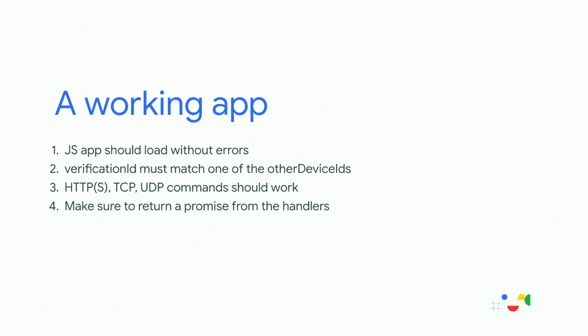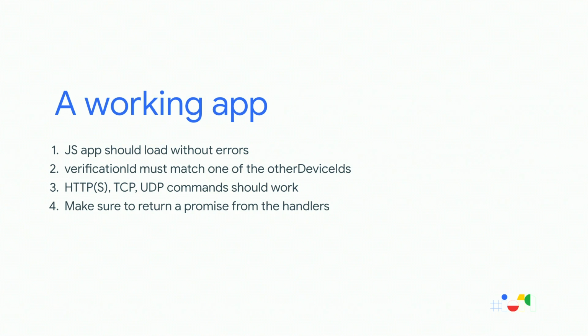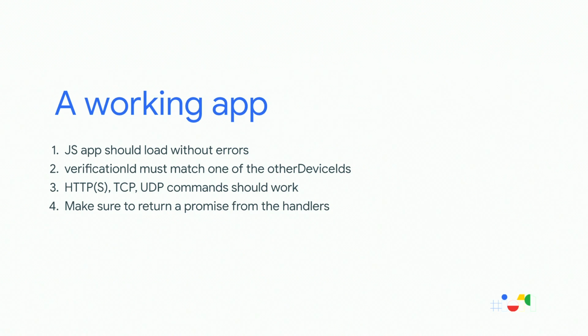Now, let's assume that all those worked and your app is loading. Let's make sure it loads without errors. To ensure that, you can look at the console section of the DevTools page. It'll look something like this if there is a problem. For the identify handler, make sure that the verification ID is correct and it matches one of the other device IDs fields so that we can do the magic to go local. Next, for the execute handler, make sure that the commands are working, either TCP, UDP, or HTTP, HTTPS. And finally, make sure that you're returning a promise from each of your handlers.